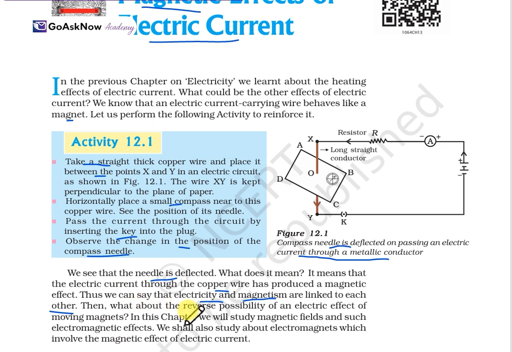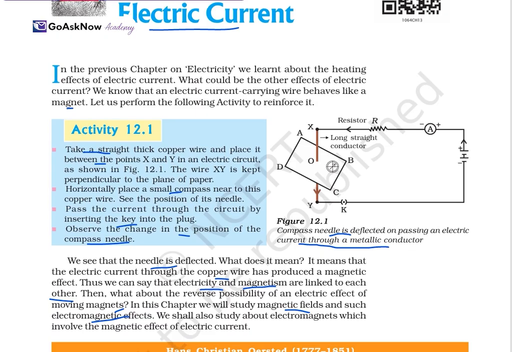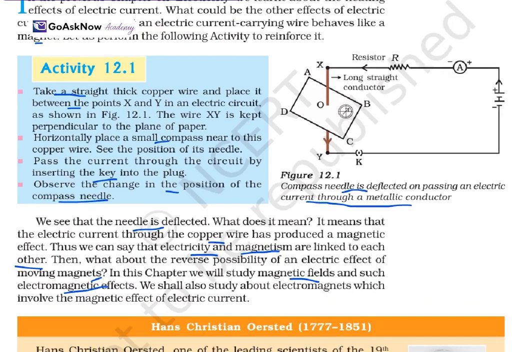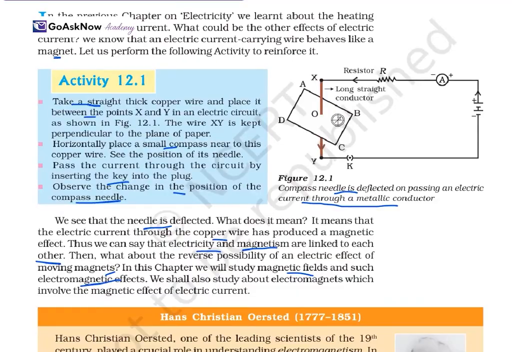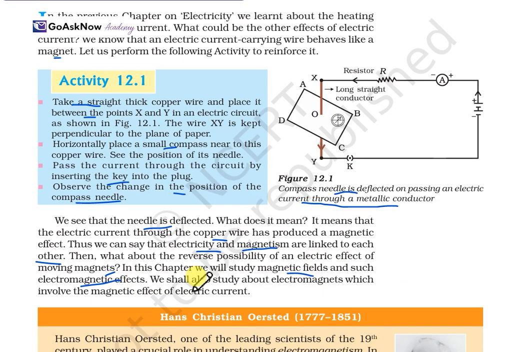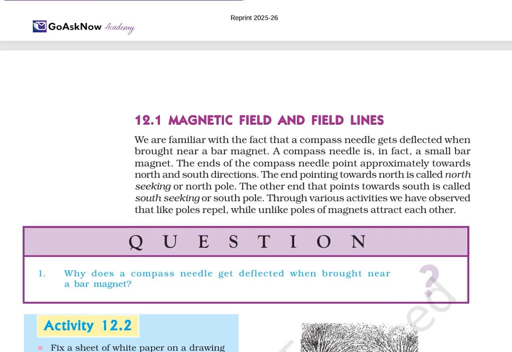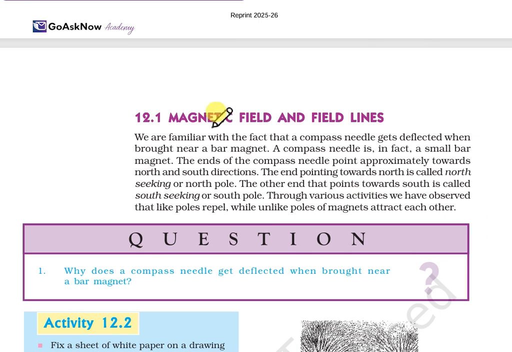Then, about the reverse possibility, an electric effect of a moving magnet, in this chapter we will study the magnetic field and such electromagnetic effects. We shall also study electromagnetism, which involves the magnetic effect of electric current. So let's move ahead: magnetic effect, magnetic field and magnetic lines.